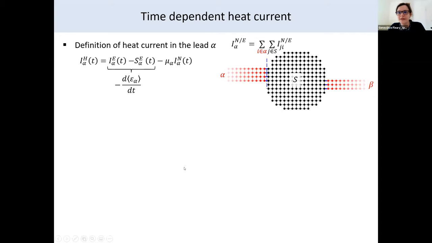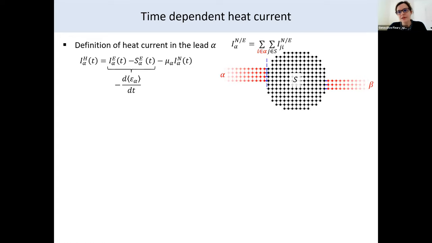Now we need to define the time-dependent heat current. So there have been some debates in the literature, and there are still some debates about the proper definition of a time-resolved heat current. Here, the definition that comes out naturally in our model is this one, where the energy current in the lead is obtained by summing the local energy currents at the interface between the lead and the scattering region. Also, the source term is obtained by summing the local source terms in the lead, and we remove this standard chemical contribution.